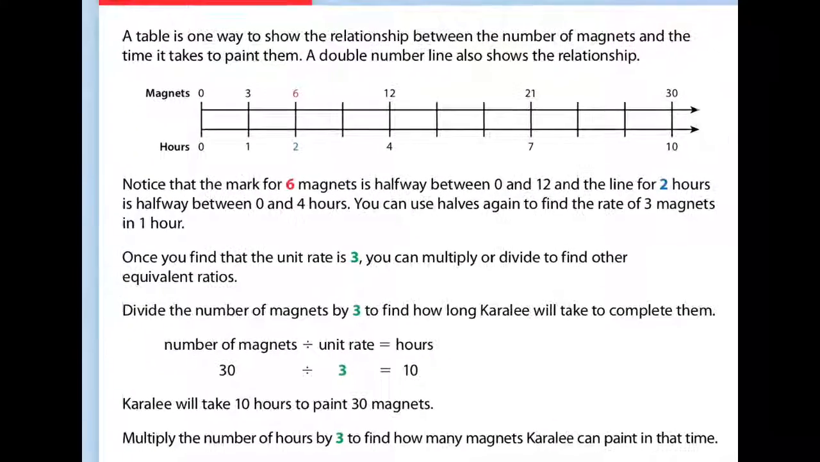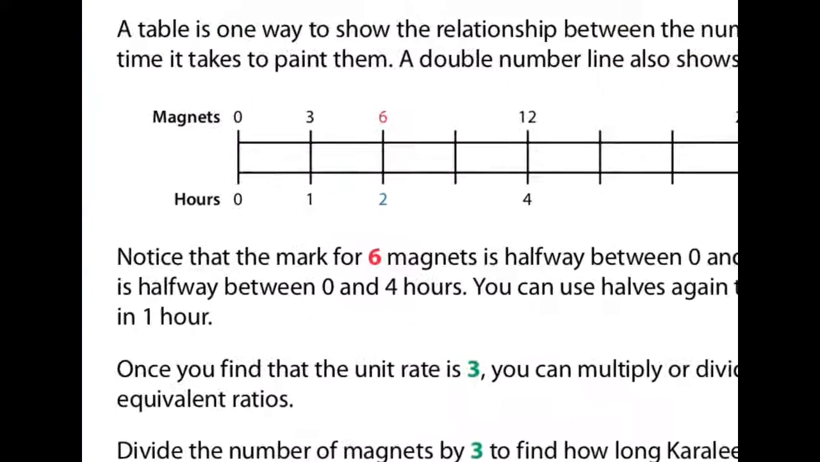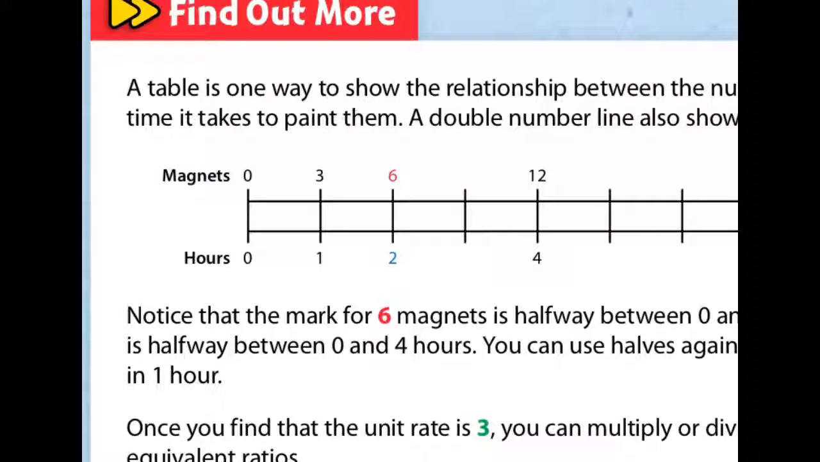All right, now let's continue. It says, you can use halves again to find the rate of 3 magnets in 1 hour. So here's what they're saying. Pretend for a second, I'm going to white it out, that you don't see this 3 and this 1. Did you see I just whited them out here? So you can use halves. You could say, all right, well, what's halfway between 0 and 6? That would be 3.